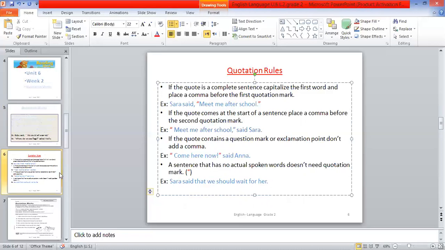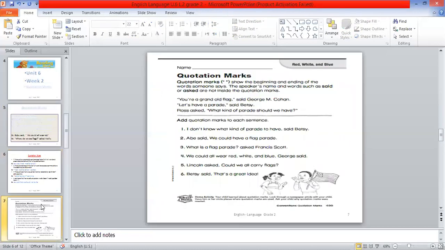Okay. Now I want you to open your book, page 490. The quotation marks here, I want you to add quotation marks to each sentence, and tell me where exactly I should put them. Number one, I don't know what kind of parrot to have, said Betsy. We have two words here, said and asked. I want you please to underline them. I have asked, I have said.